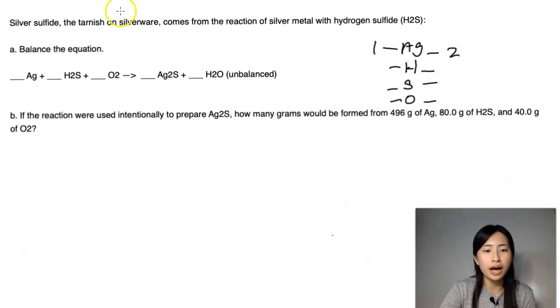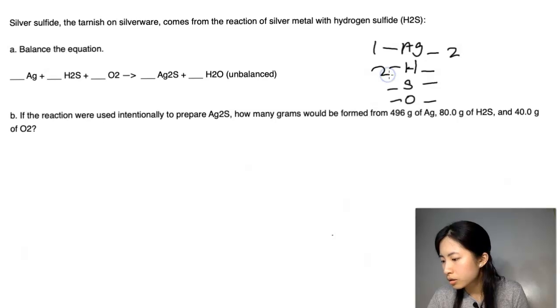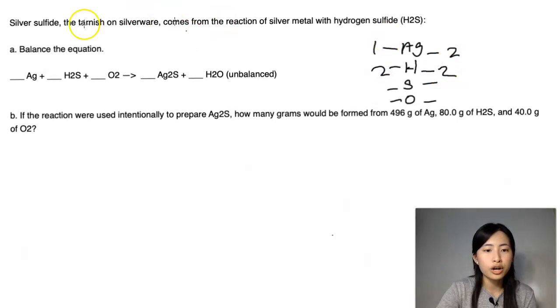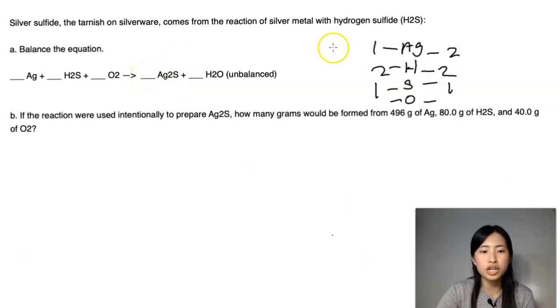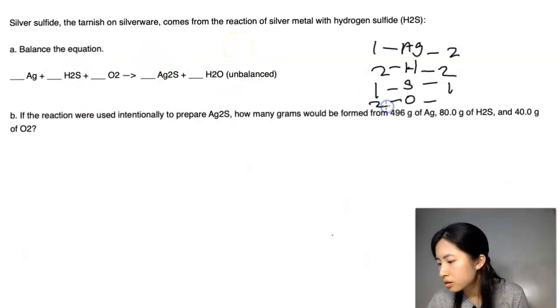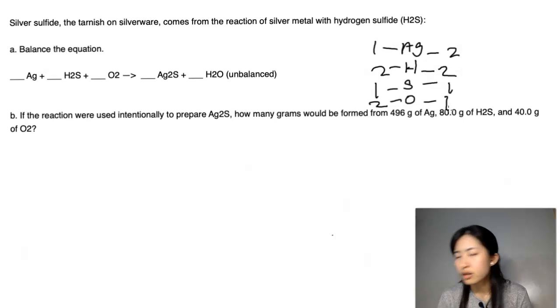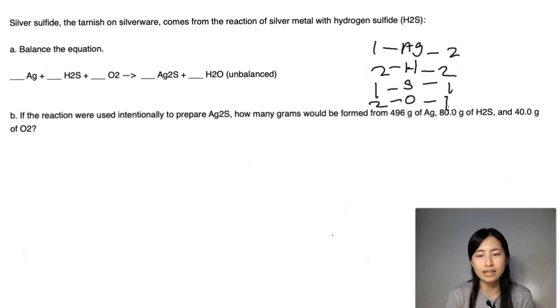For hydrogen, you have 2 on the left, and there's 2 on the right. For sulfur, you have 1 on the left, and 1 on the right. For oxygen, you have 2 on the left, and 1 on the right. We always balance oxygen last. Therefore, we see that silver is unbalanced, so we can go ahead and balance silver first.